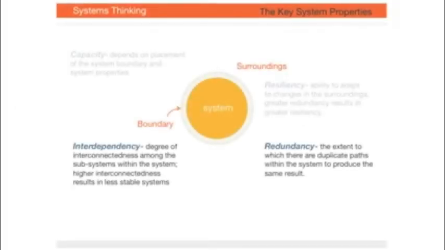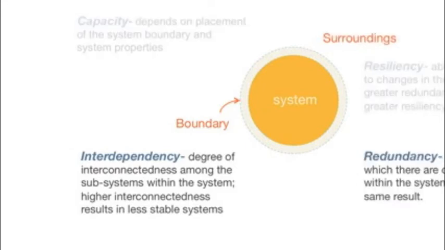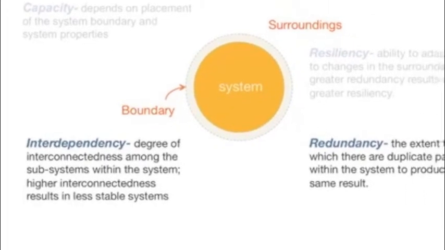In the next few slides, we will go over 4 key system properties. The first 2 are depicted here and refer to the nature of the system. Interdependency indicates the degree of interconnectedness among the subsystems within the system. A spider's web is often a highly interconnected system. If you tug on one part of the web, the tug will be felt throughout the system.